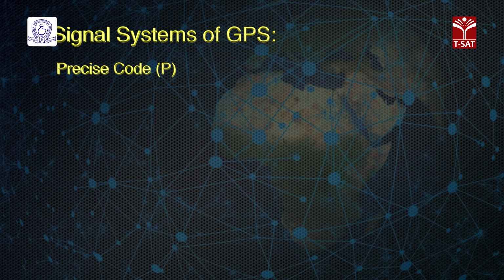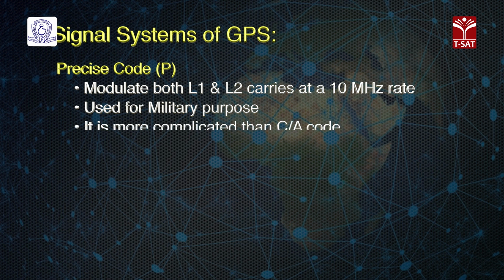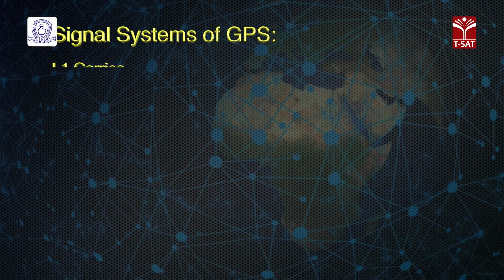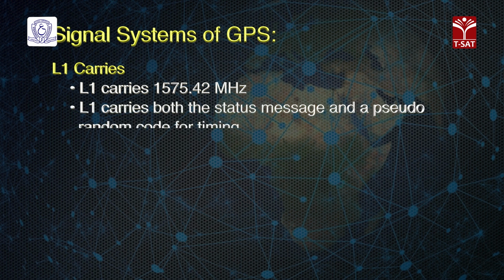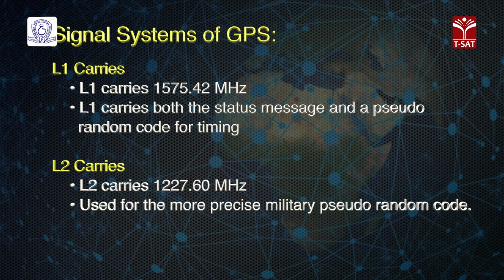Precise code. Precise code modulates both L1 and L2, and carries at a 10 MHz rate. It is used for military purposes and it is more complicated than the CA code. There are two types of signals, L1 and L2. L1 carries 1575.42 MHz. L1 carries both the status message and the pseudo-random code for timing. L2 carries 1227.60 MHz. L2 is used for the more precise military pseudo-random code.